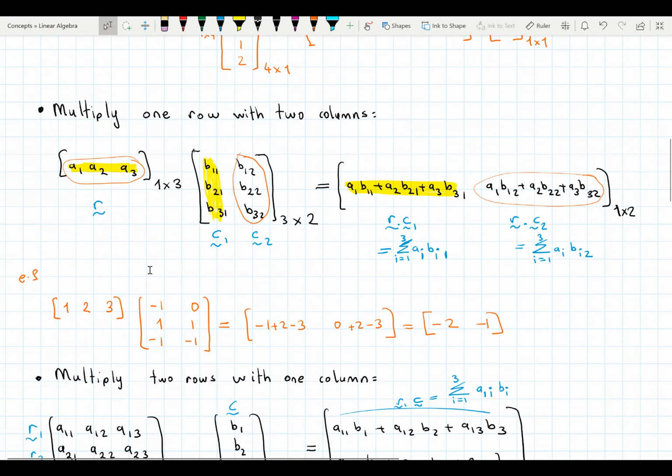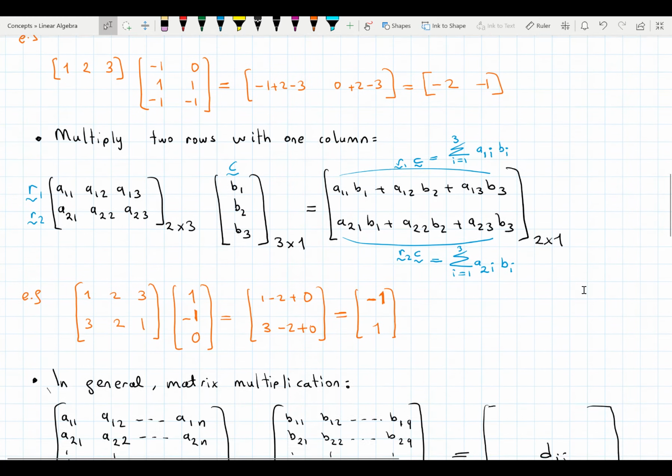As an example, in terms of numbers, let's do that: 1, 2, 3, and minus 1, 1, 2, and 0, 1, minus 1. So this times this is minus 1 plus 2 minus 3, that's that number. 1 times 0 is 0, plus 2 minus 3, that number. So we have minus 2 and minus 1. We have 2 entries, 2 columns, 1 row. That's exactly what we've done.